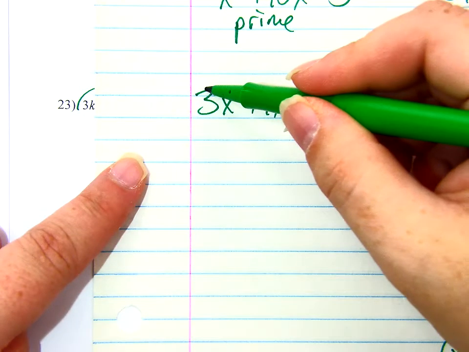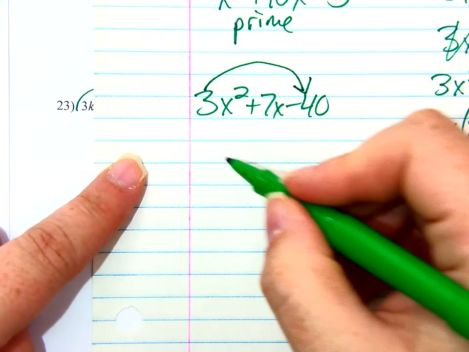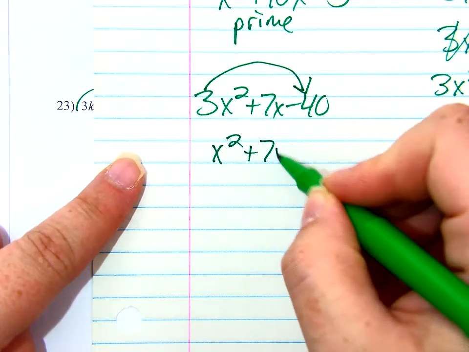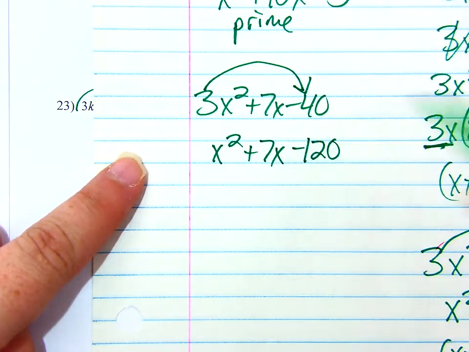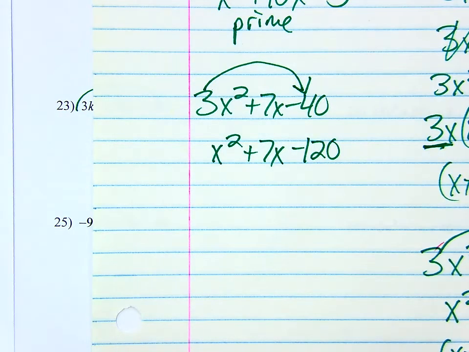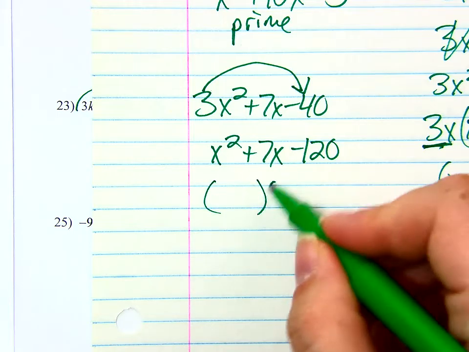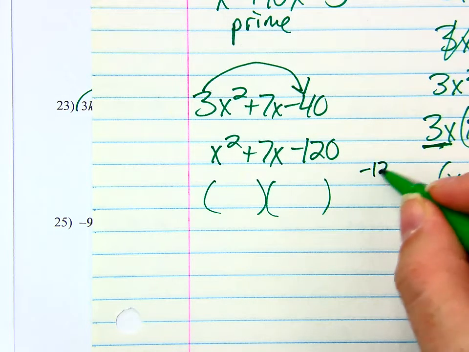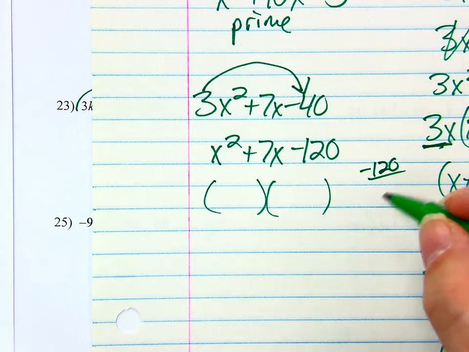Okay, so the new method, if you want to do a method of your own, go ahead. The new method says multiply A times C. Drop A off. But now that's a minus 120. Now I factor this like I normally do, because A is 1. Oh, yay. So I need factors of a negative 120 that add to a positive 7.